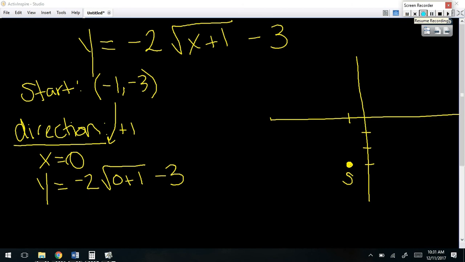All right, simplify under the radical first because radicals are grouping symbols. So -2 times the square root of 1 minus 3. The nice thing about this is if you do what I told you with the direction point, where you just move 1 to the right every time, you'll always get 1 under the radical. That's easy. What are you going to do with that 0? What's 0 plus 1?